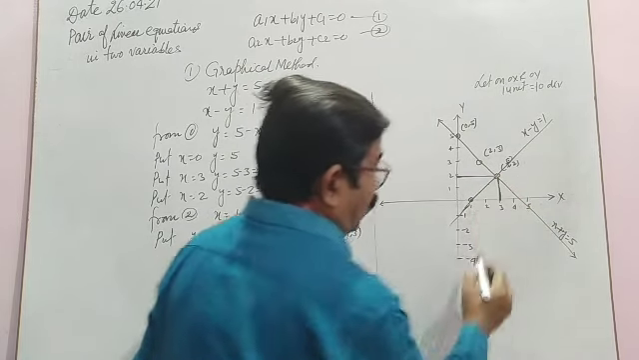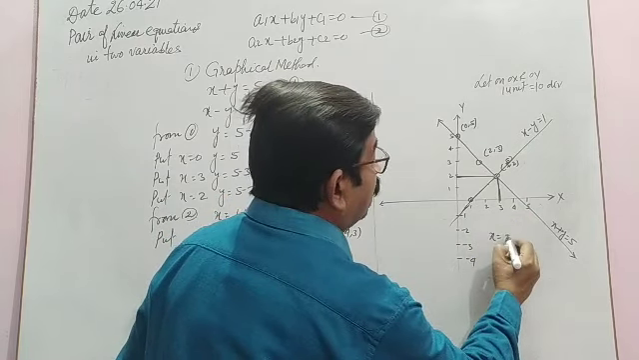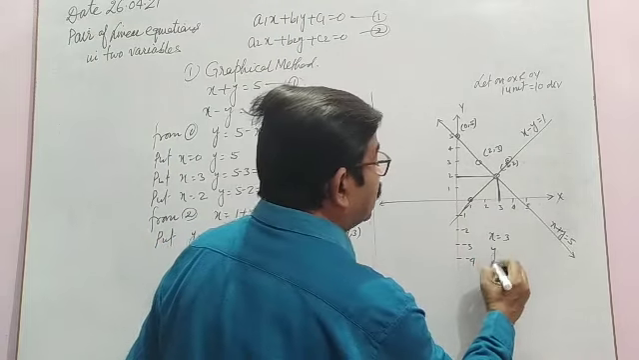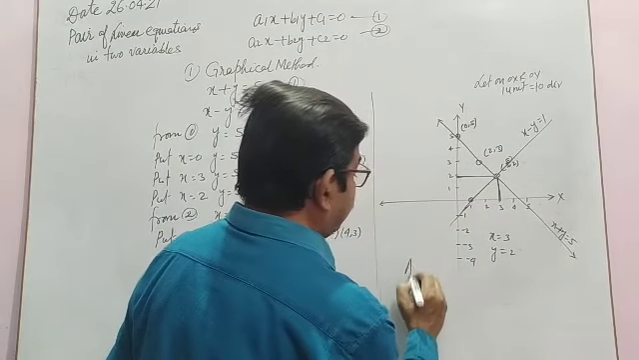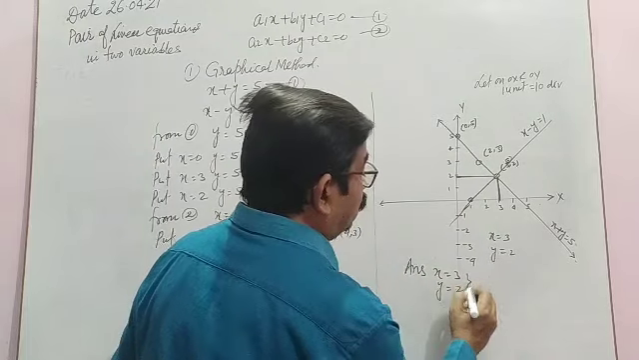So see, on x-axis we have 1, 2, 3. So x is equal to 3. On y-axis we have 1, 2. So y is equal to 2. So the answer is x is equal to 3 and y is equal to 2.